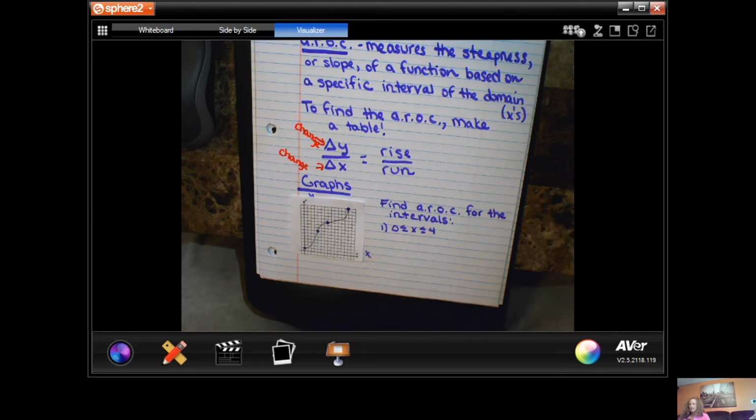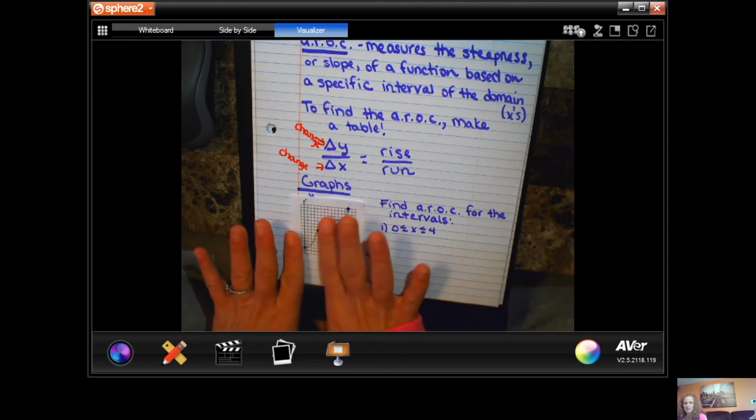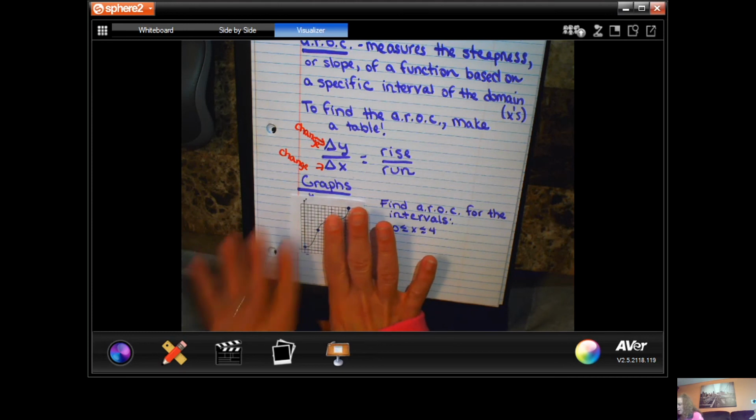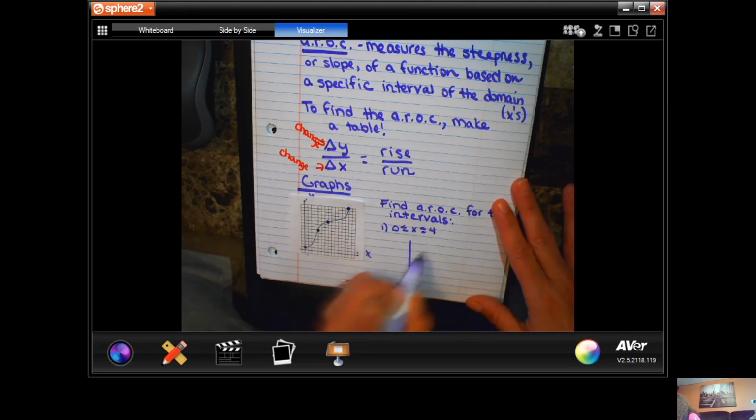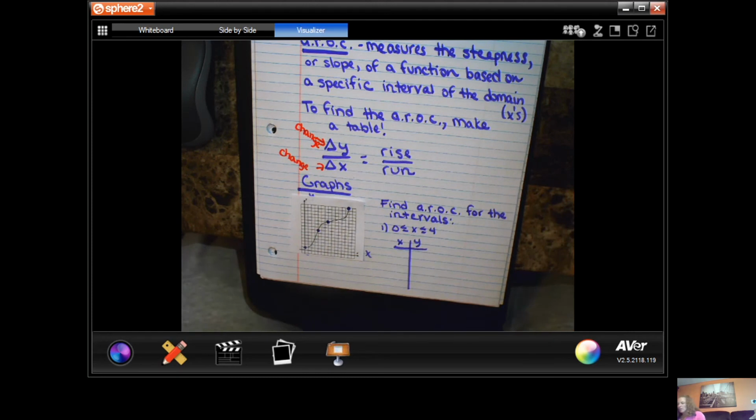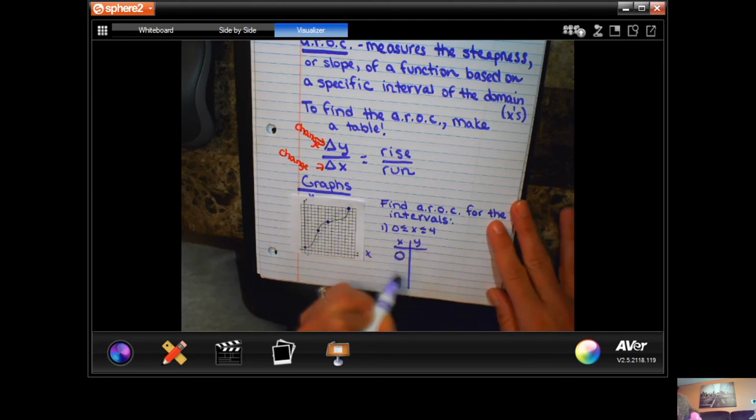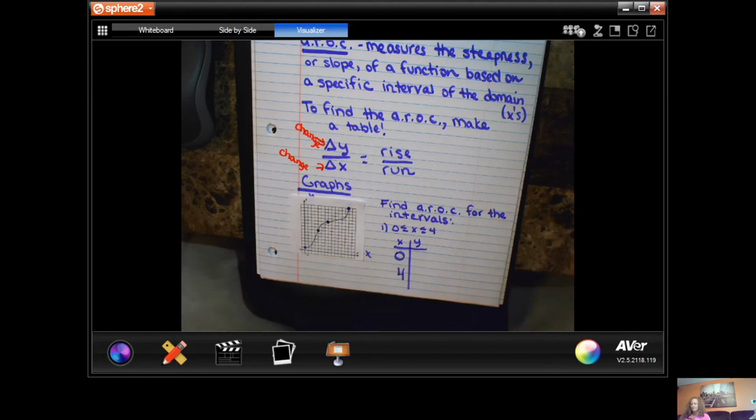So this is what you do. This is kind of neat. To find the average rate of change from 0 to 4, that means we want to know what the slope is between 0 and 4 on the x-axis. All we have to do is just make a table. So you're going to make an x and y table. And all we need in the table are these x values, 0 and 4. You don't need the numbers in between it. So 0 and 4. To find the slope, we need to find the point that it represents.